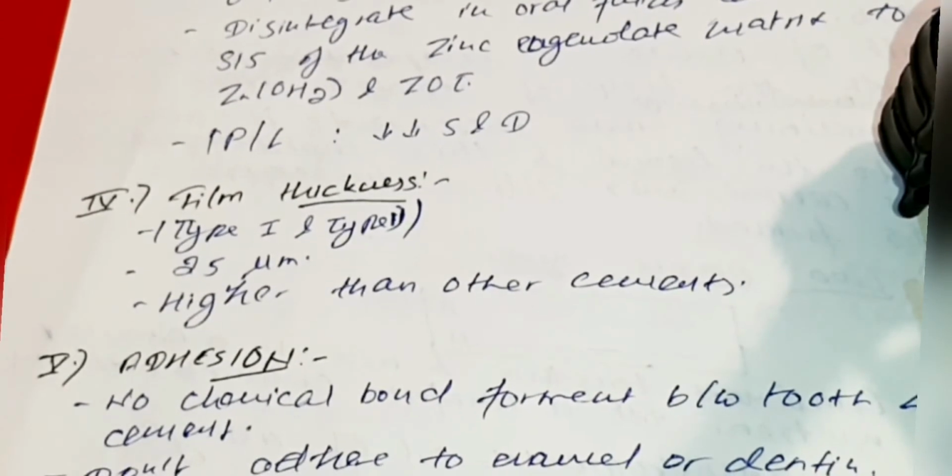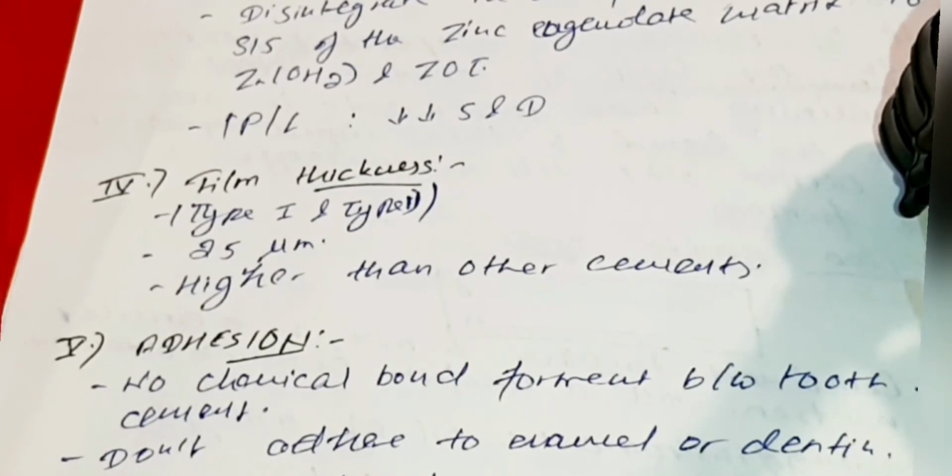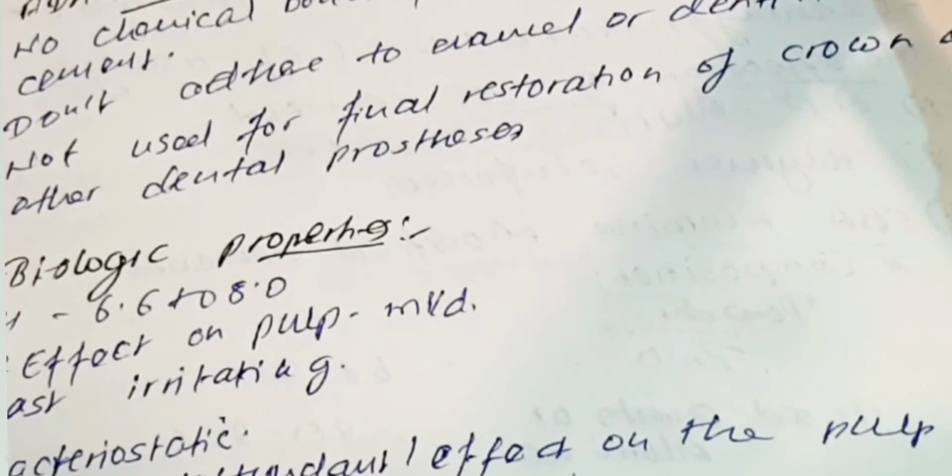Now the adhesion: they do not adhere well to the enamel, or they do not even adhere to the enamel. This is one reason why they are not often used for final cementation of crowns and other fixed dental prostheses. The other reasons are low strength and high solubility.